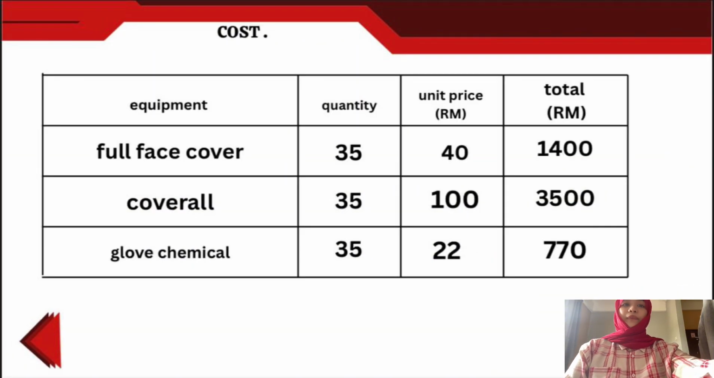Cost. Next, here is the estimated cost of safety equipment. Full face covers, 35 units at 40 ringgit each, total 1,400 ringgit. Coveralls, 35 units at 100 each, total 305,000 ringgit. Chemical gloves, 35 units at 22 each, total 770 ringgit. This gives us a total investment that ensures worker protection and safety.